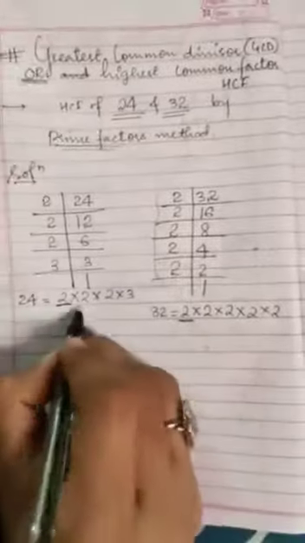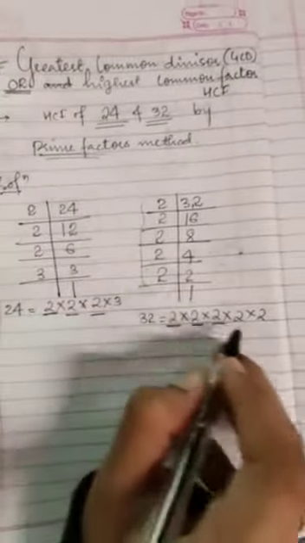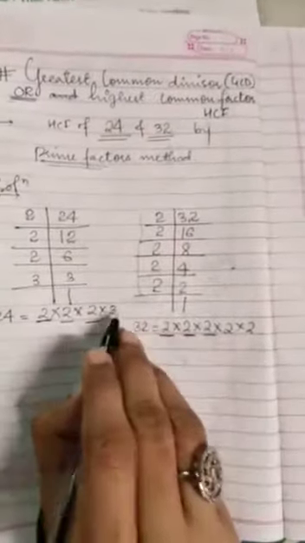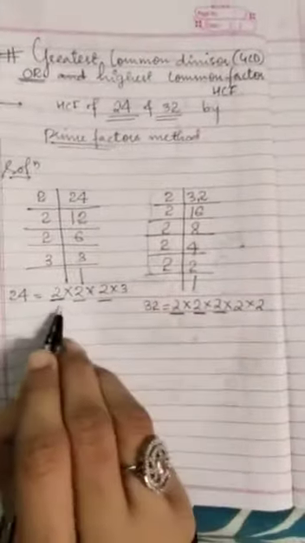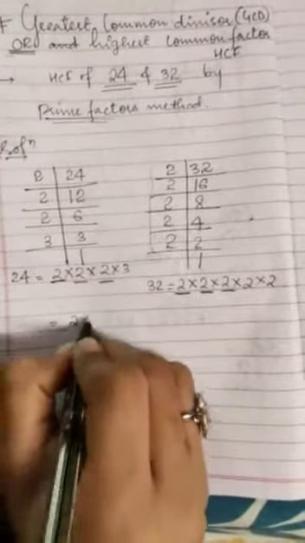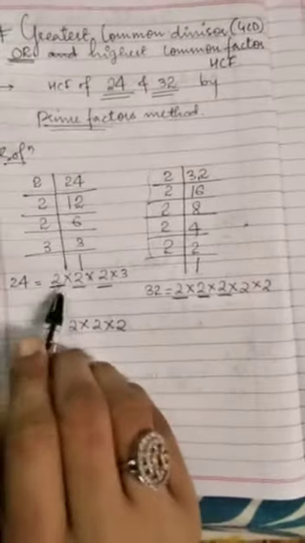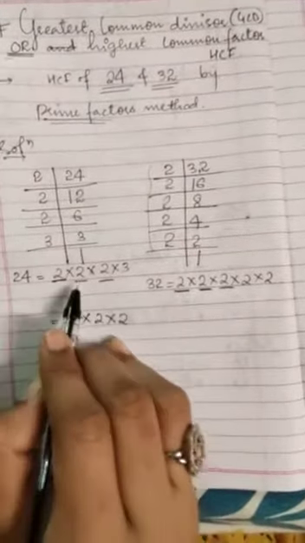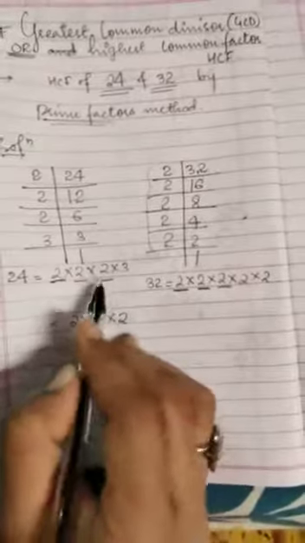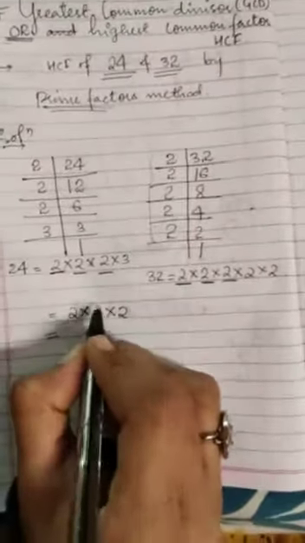Underline it. 2 is there, make a pair. Then 2 is there, 2 is there, make a pair. Then 3 is not there in the other. 2 is there, 2 is not there. It means we have to mark those which are common in both factorizations. Then write 2 multiplied by 2 multiplied by 2. From each pair we have to write only one digit. It means 2 multiplied by 2, multiplied by 2.